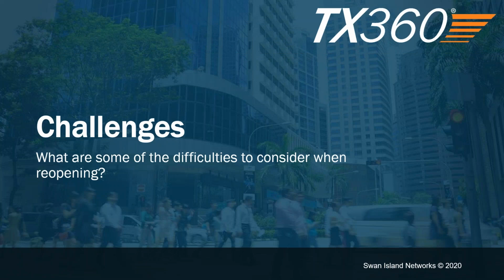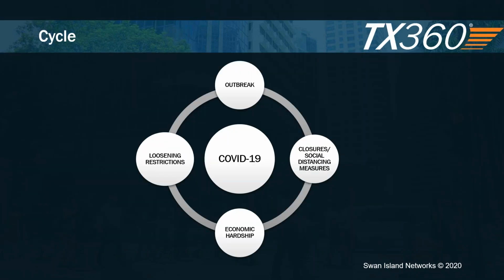So with the inevitability of the reopening, there's no doubt that any steps towards this will come with a set of challenges and difficulties, and we will address some of the primary ones in the slides ahead. The challenges can be represented through a cycle. We're currently finding ourselves facing the coronavirus outbreak, as we're all too familiar with. This in turn has led to a number of closures and social distancing measures. And the widespread closures of businesses has led to an economic hardship, which has been a driving force for states to ease restrictions and to reopen their economies.